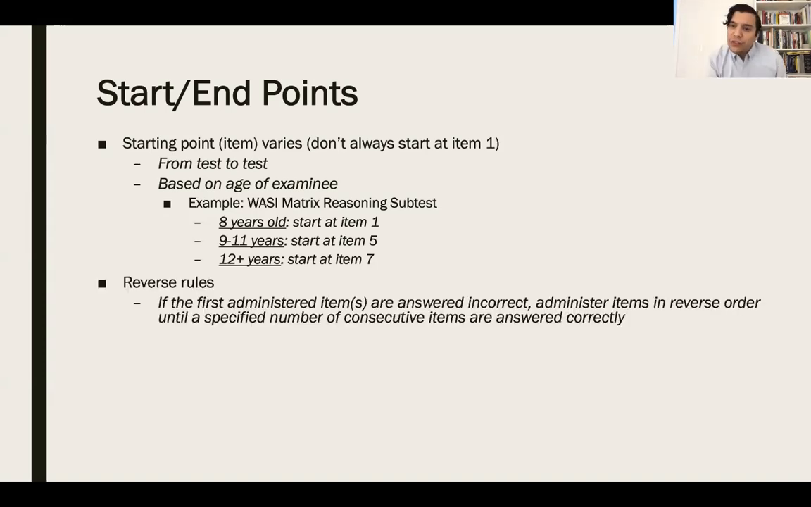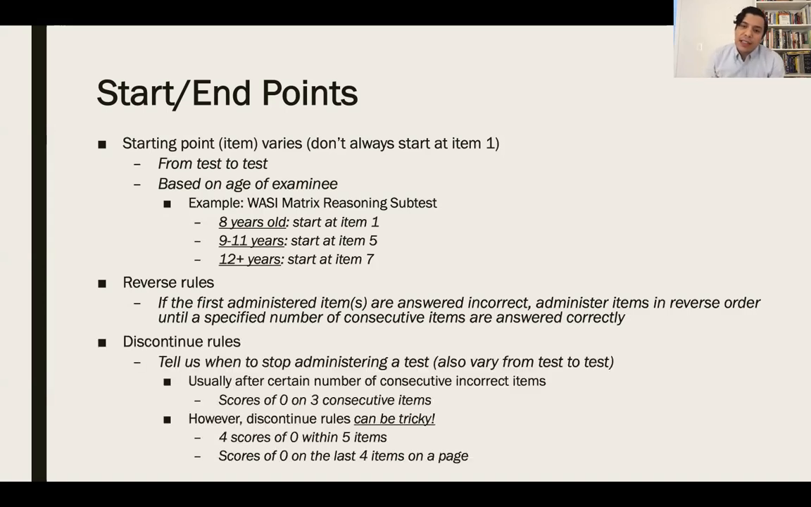There are also things called reverse rules. These come into play if an examinee answers incorrectly to the first administered items. So for some tests, if you start, say, on item 7, and the examinee gets item 7 incorrect, you would start administering items in the reverse order, so 6, 5, 4, usually until the examinee responds correctly to a specified number, either 2 or 3 items, and then you would resume forward administration. So this can be a little tricky.